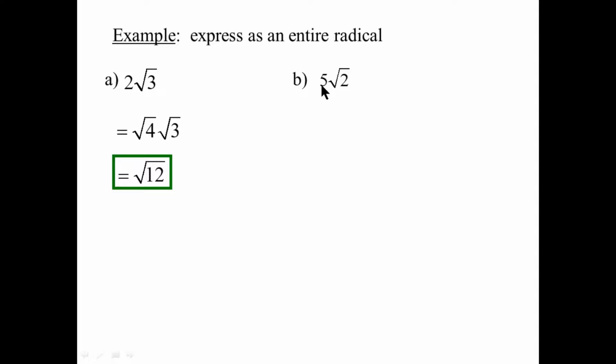Again, let's go again. 5 is the square root of what? It's the square root of 25. So express 5 as the square root of something. It's the square root of 25. And so now we can multiply those together and get root 50.